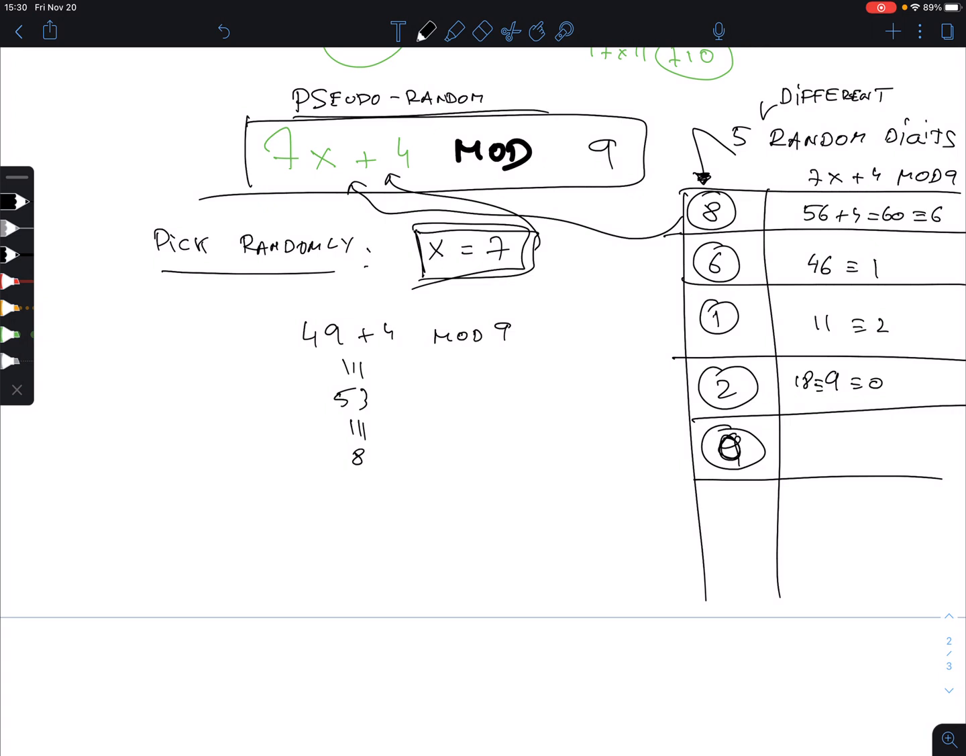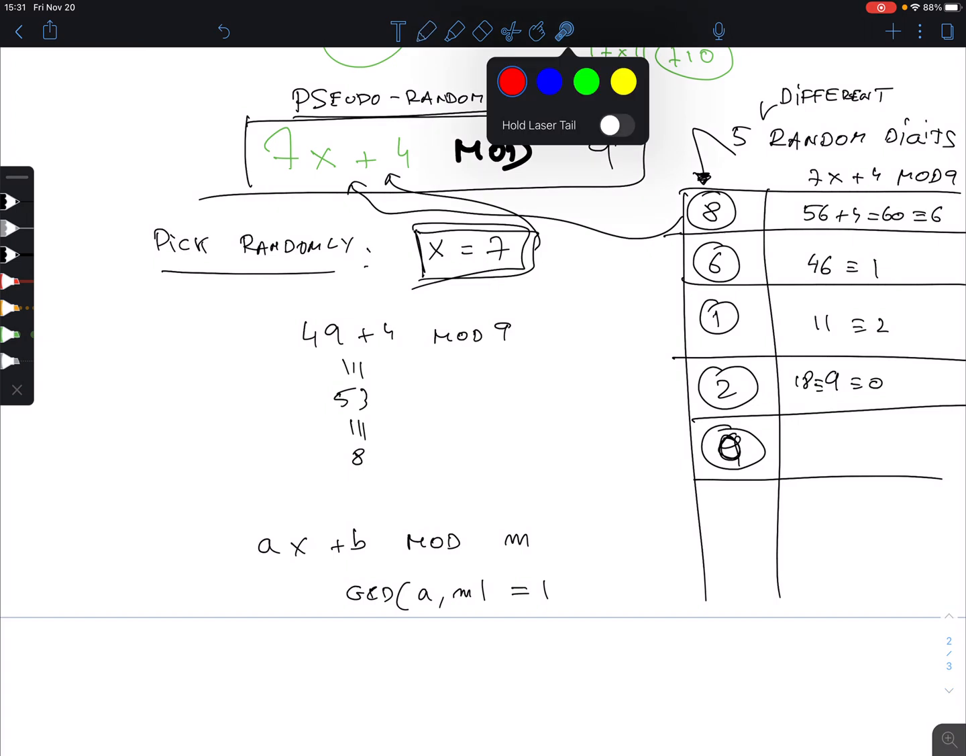Now, of course, we would use bigger moduli. And what is the important thing here? In general, what we'll do is something like ax plus b mod m. And what we need is that the GCD of a and m should be 1. They have to be relatively prime. This is a condition. Why is this? Because remember, we want to put this equal to 0 and solve it for x.